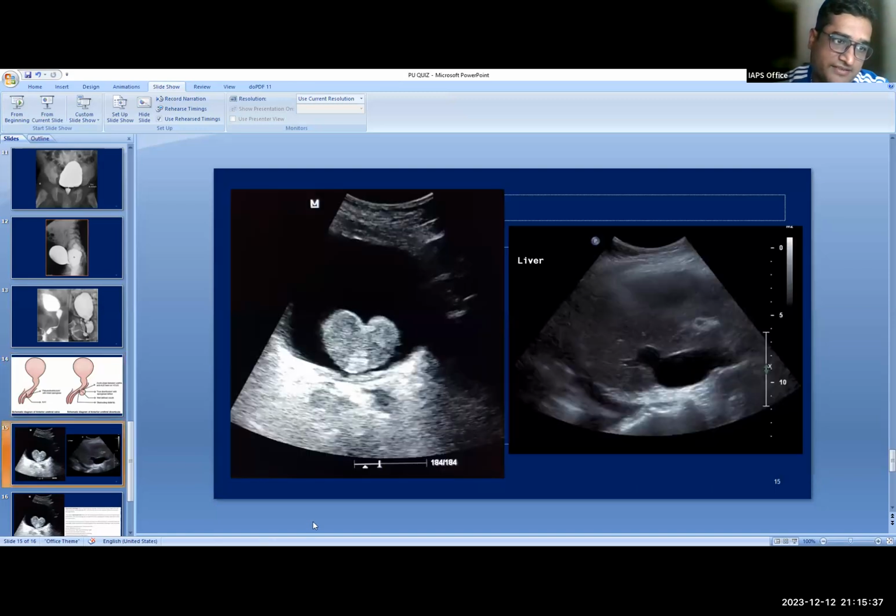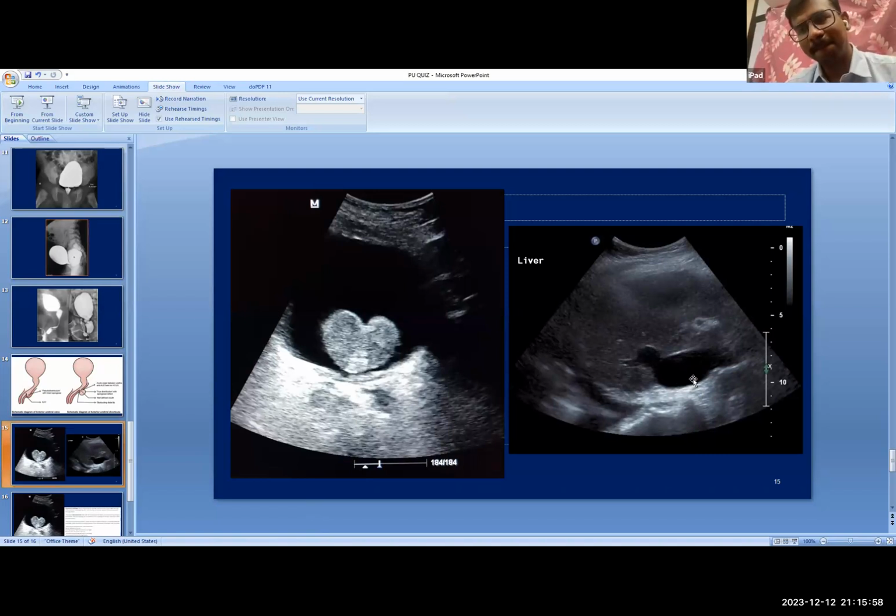Some interesting fact. What do you see here? It's not related to pediatric surgery, it's just an interesting fact. So you can see a heart-shaped prostate here. Yes, sir. The prostate looks heart-shaped, and here you see a duct in the liver.